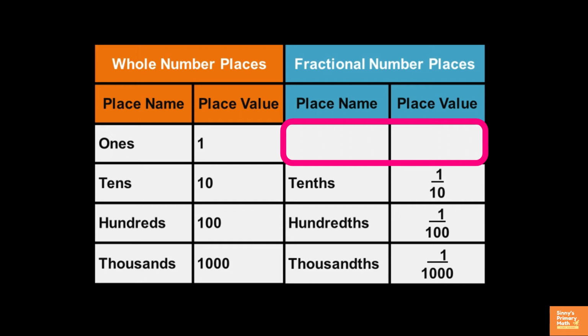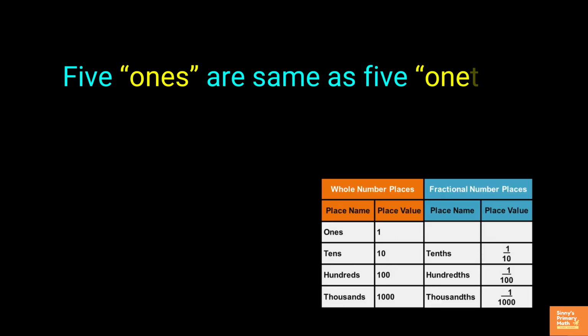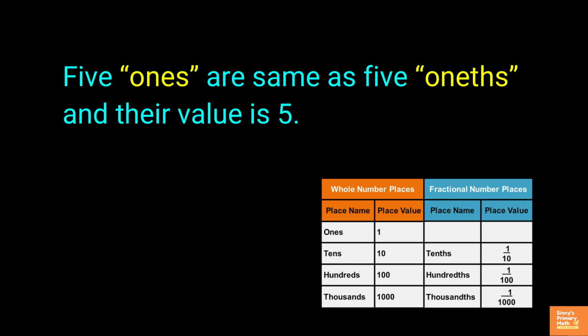Absence of ones. You may wonder as to why the place value ones is missing. A little thinking would reveal that ones is the same as ones. For example, 5 ones are same as 5 ones and their value is 5.